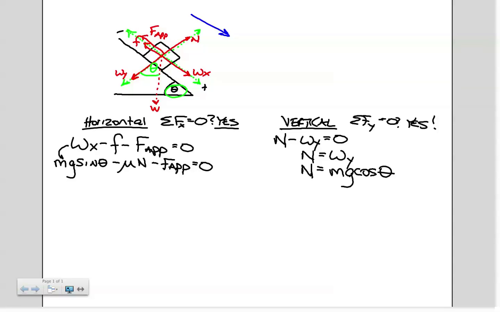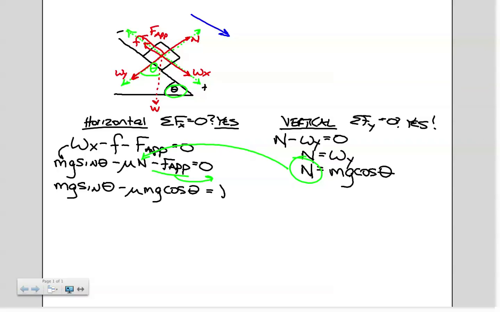It makes sense at this point, then, to take this term and move it over to the other side because we're trying to isolate it. And also, we're going to ultimately substitute this expression for the normal force in back to our horizontal plane. So now I'm going to get mg sine theta minus mu times mg cosine theta is equal to our applied force. At this point, we're ready to substitute some of our initial conditions. Let's go ahead and write that up on the board.